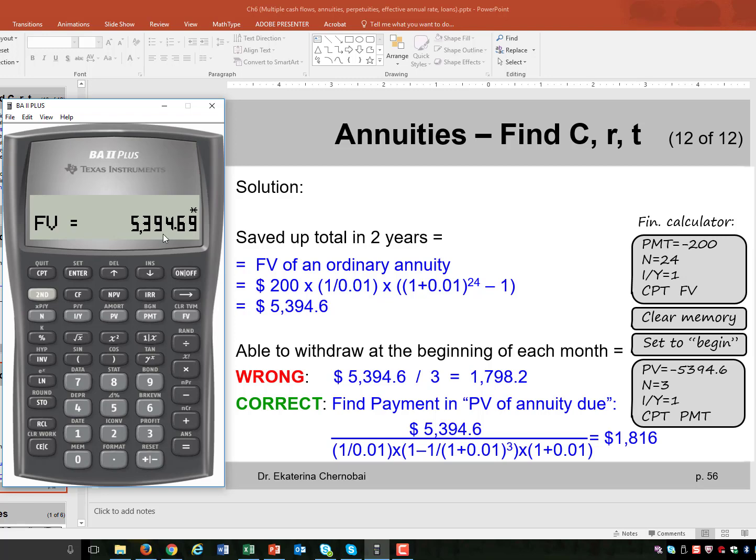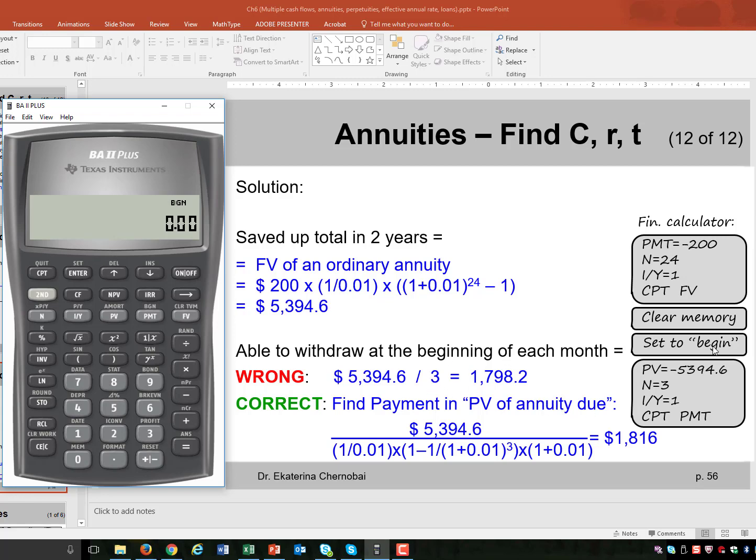$5,394.69, right? Actually, I have only 6, so feel free to add 9 here. And then we want to clear everything. Second, plus, minus, enter. We want to set the calculator to the begin mode because the next step will be an annuity due. You press 4 buttons. Second, payment, second, enter. And now do the second step and the last step.